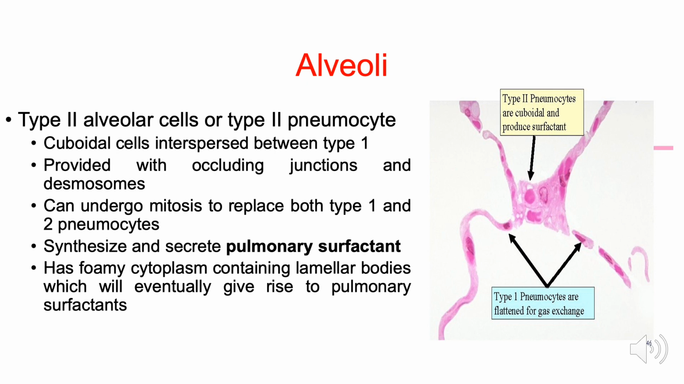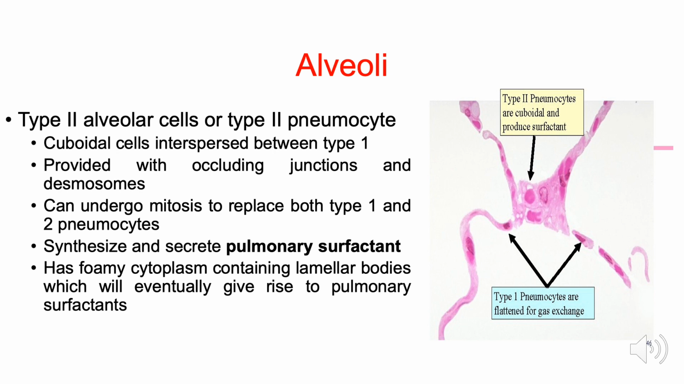Another good thing about type 2 pneumocytes or type 2 alveolar cells is that they are mitotically active and they can undergo mitosis to replace type 2 pneumocytes and even the type 1 pneumocytes. So should there be any damage in the alveolar wall, what will replace the cells is the type 2 pneumocyte.